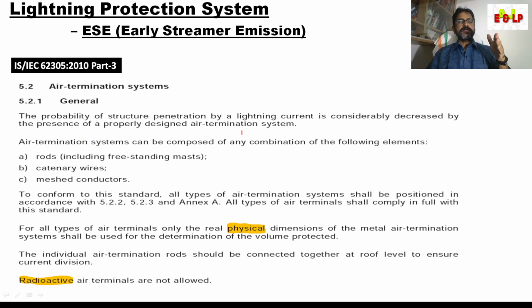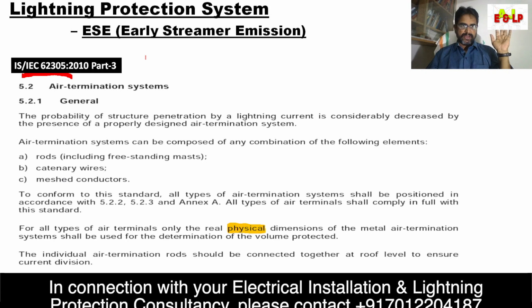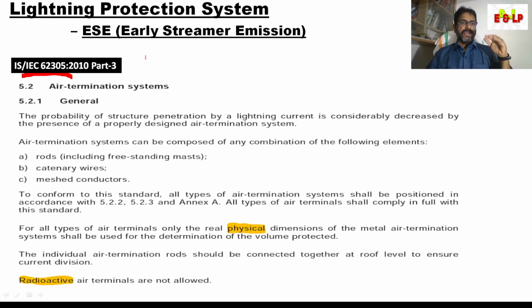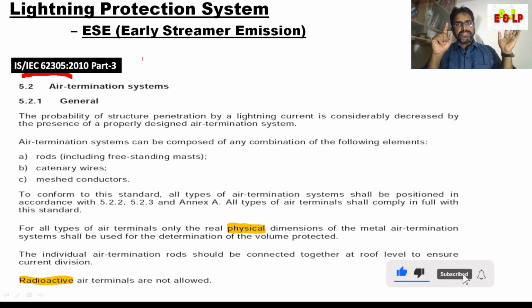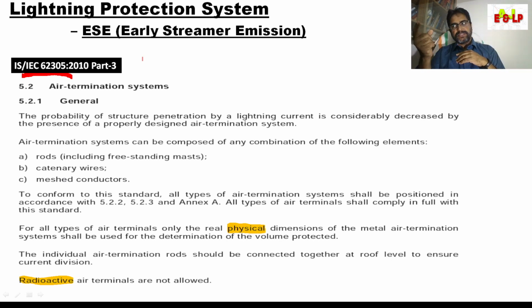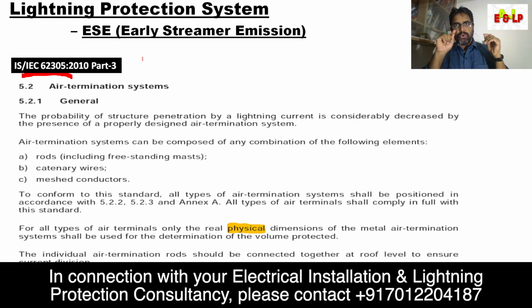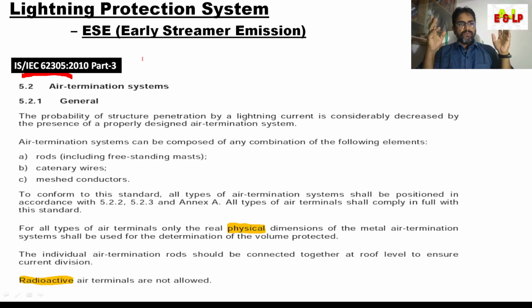See, here it is IS/IEC 62305-2010. Actually, this international standard we implemented in our nation from 2015 onwards. Before that, another standard was the 2309. So from 2015 onwards, we are following the international standard itself. Actually, we just copied the international standard. No change there. An interesting change is that a comma in the international standard is changed to a full stop. That's the difference.